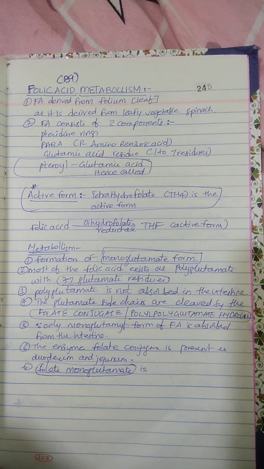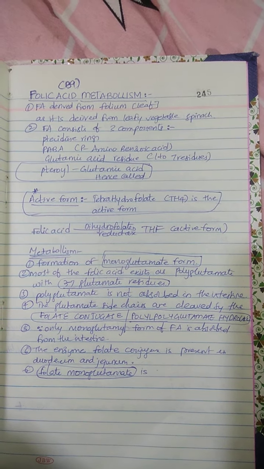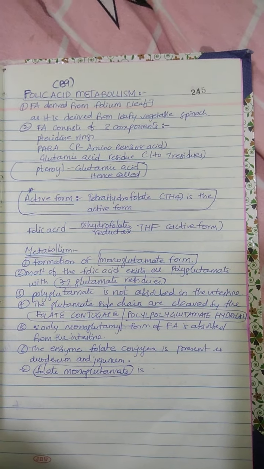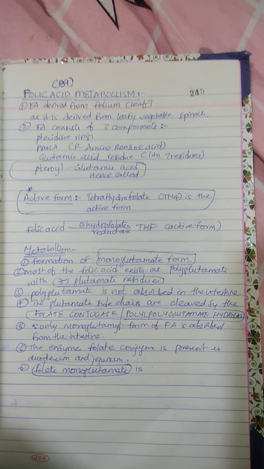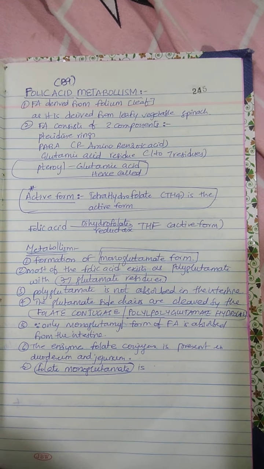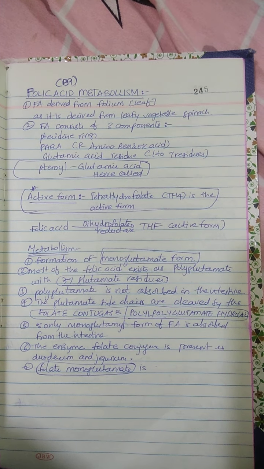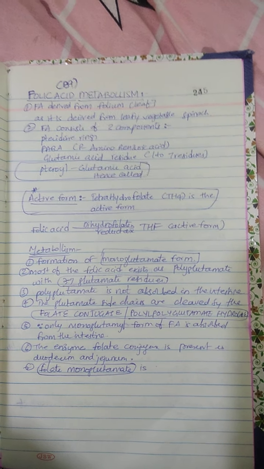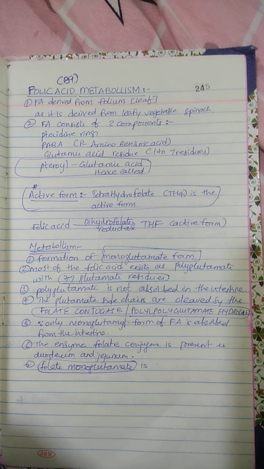We are going to discuss folic acid metabolism. Folic acid is derived from folium, which means leaf, as it is derived from a leafy vegetable, spinach. Folic acid consists of three components mainly: the pteridine ring, PABA (p-aminobenzoic acid), and glutamic acid residue. Generally, folic acid contains 1 to 7 residues, and hence folic acid is called pteroylglutamic acid, and the active form is tetrahydrofolate. THF is the active form.